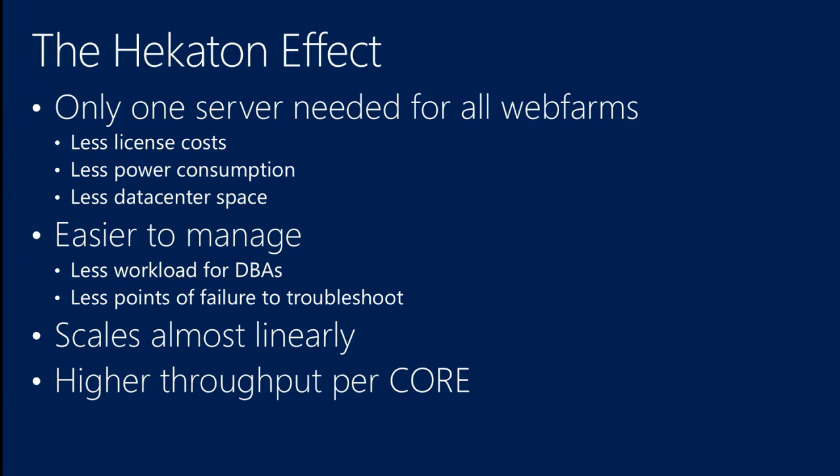You have less workload on the DBAs because if you want to change something, you only change it once. You don't have a problem with consistency between the servers. Everything works perfectly on one single box. Hekaton does scale linearly. And that's the big difference that we saw from the previous implementations.